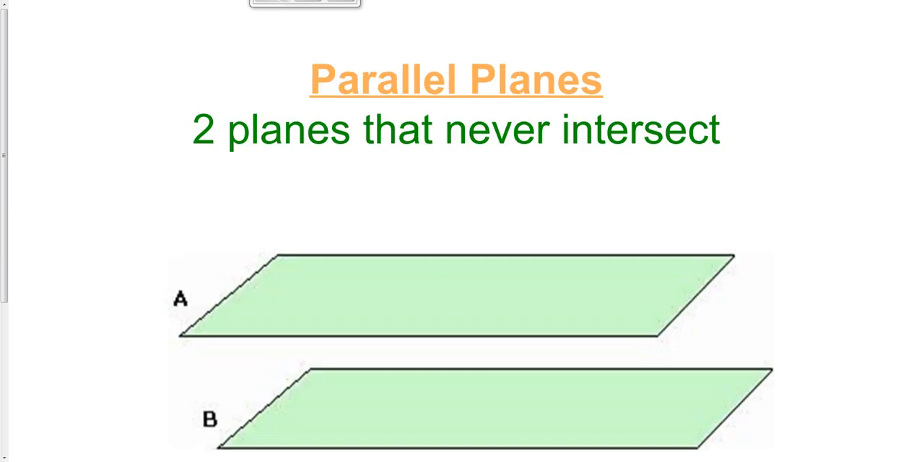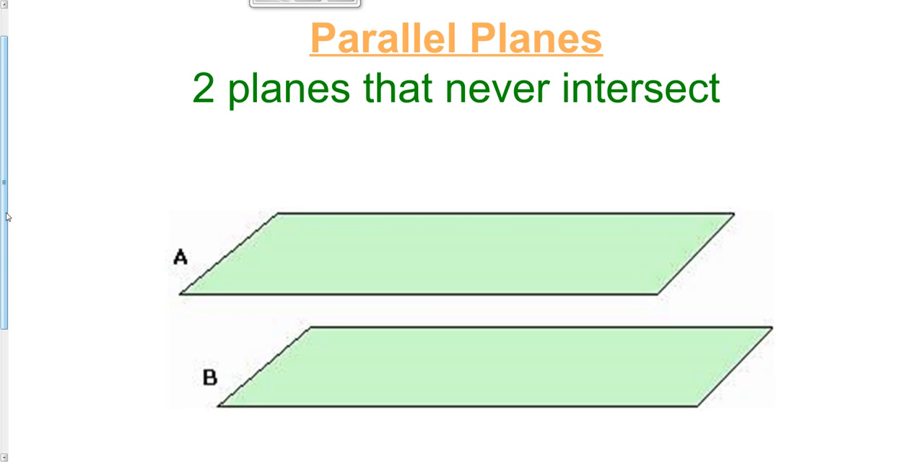And then we have parallel planes. Parallel planes are where there's two planes that never intersect. Two planes that never intersect. So a plane is a flat surface. When one flat surface and another flat surface run parallel, that's when they never intersect, they never converge or come together. We call those parallel planes.